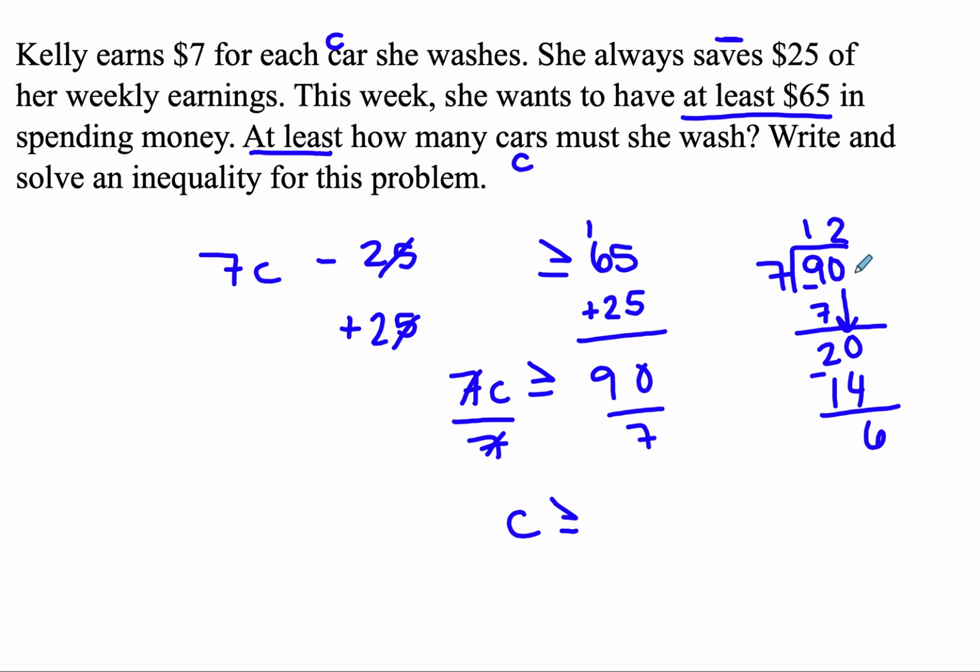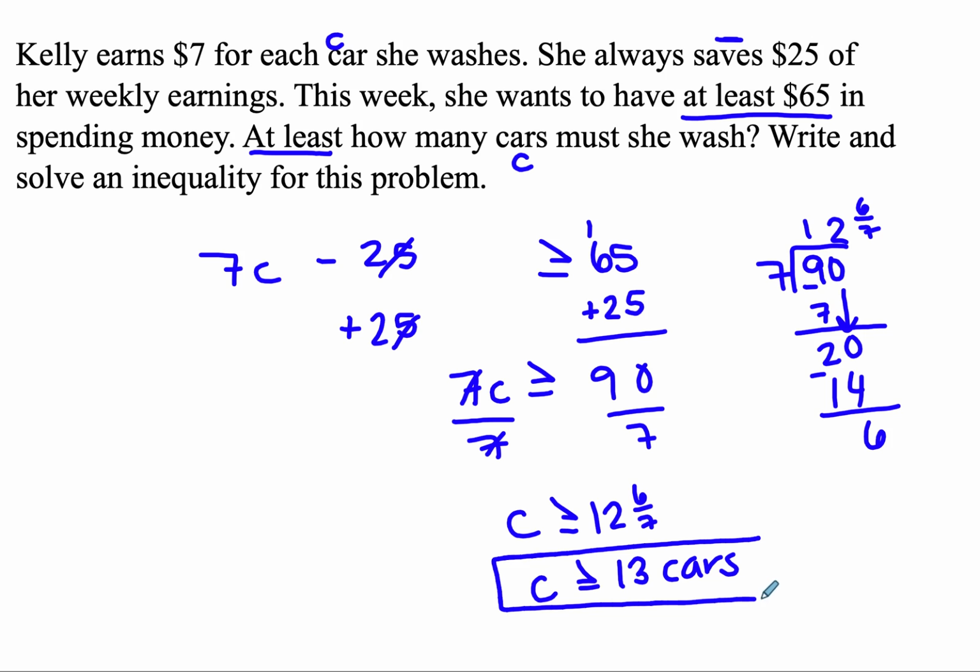Now I could keep dividing, or I can do a mixed number. Again, I like to do a mixed number just because then I can stop. All right, 12 and 6/7. However, I can't do 6/7 of a car. That's not enough. So I need to do at least 13 cars. Don't forget your label.